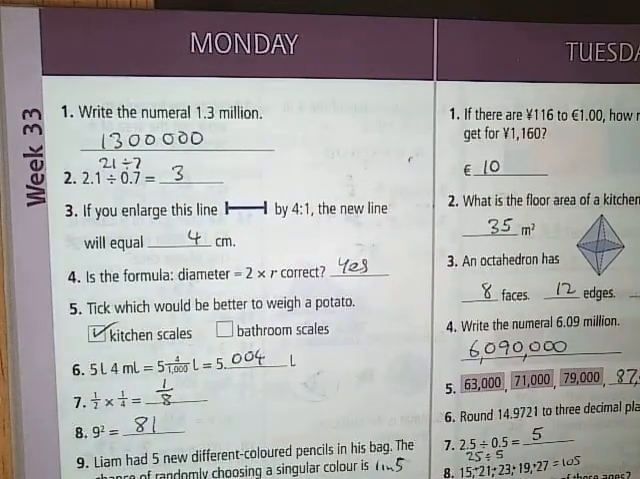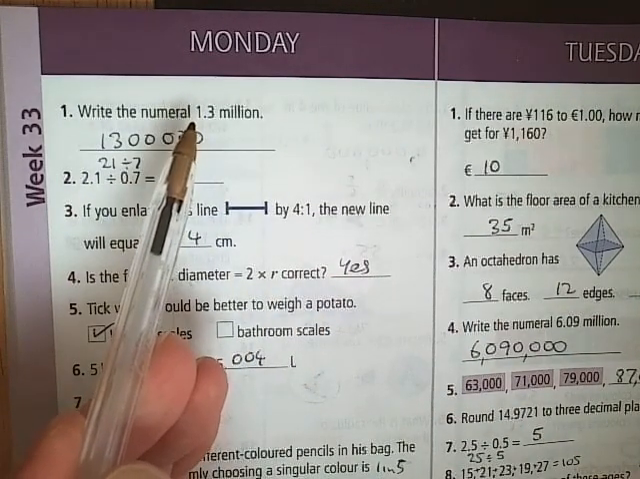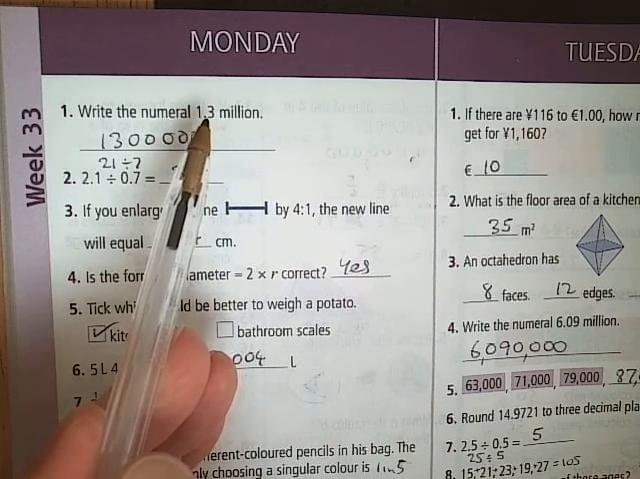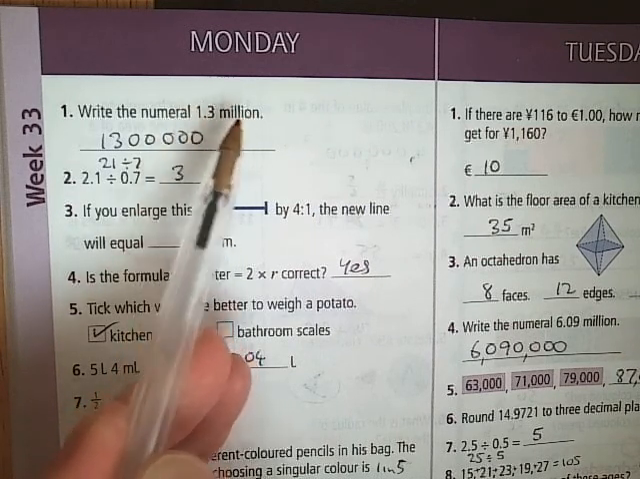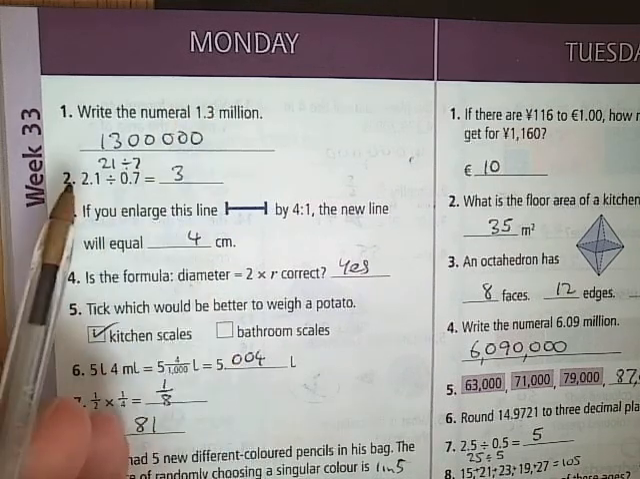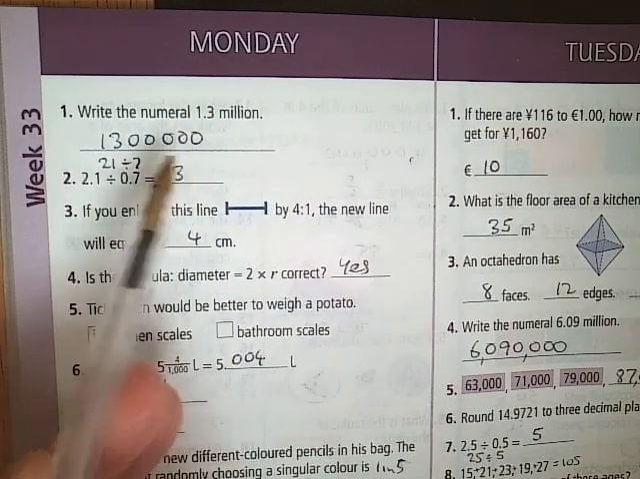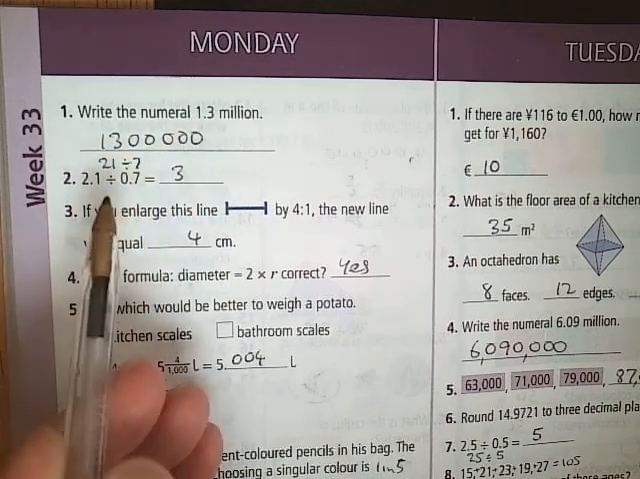Question 1, write the numeral 1.3 million. So remember, 1.3 million is 1 million with 0.3 of a million after it. So that's 1. Next, there are going to be 6 digits because it's 1 million after that, and the first of those digits is going to be 3. So it's 1,300,000. You would write it out 1, 3 and 5 zeros.